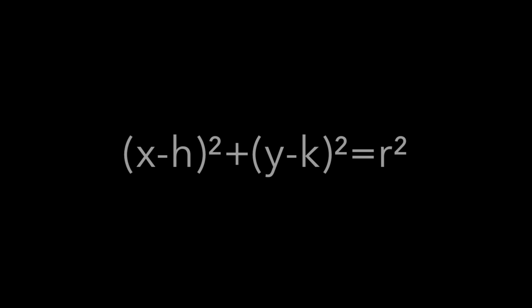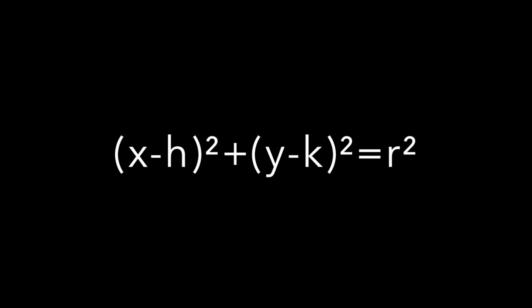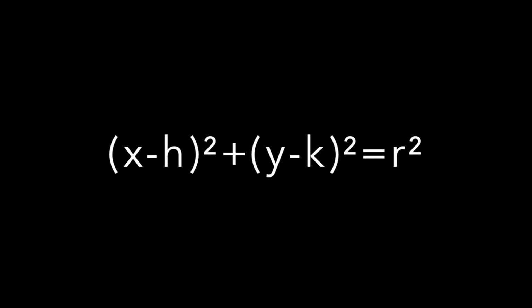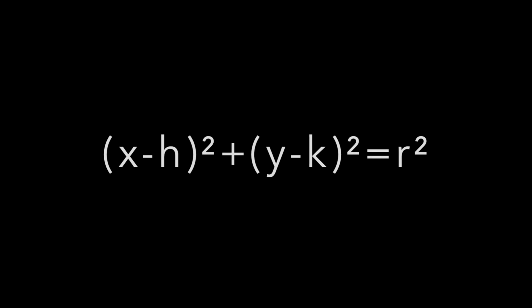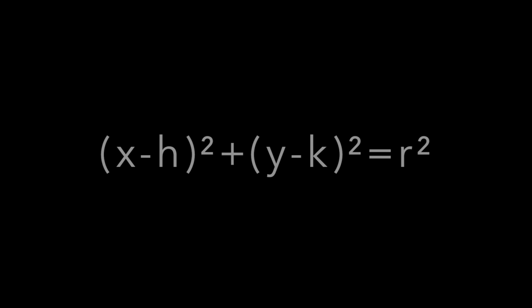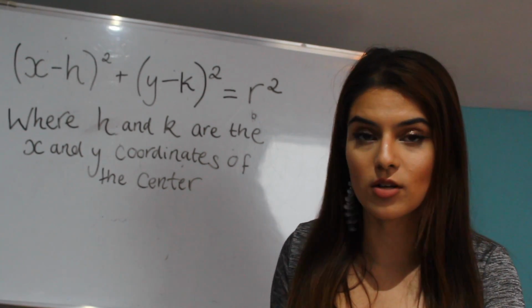Okay, so here we have the standard form equation of a circle, which would just be x minus h squared plus y minus k squared equals r squared. Now, h and k are the x and y coordinates of the centre of the circle, whereas r is the radius. And you have to remember that the radius is always positive.